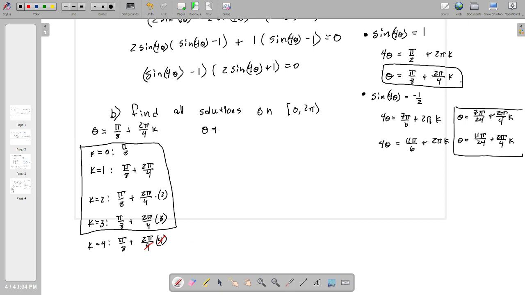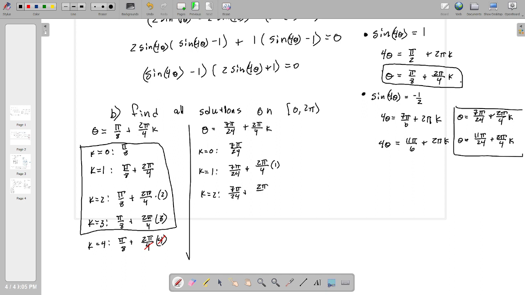You should pause the video and make sure that you can figure out the other ones by yourself, and then come back and just see if your answers match mine. So if we have theta is equal to 7 pi over 24 plus 2 pi over 4k, we have k is equal to 0, which would give us 7 pi over 24. K is equal to 1, 7 pi over 24 plus 2 pi over 4 times 1. K is equal to 2, 7 pi over 24 plus 2 pi over 4 times 2.